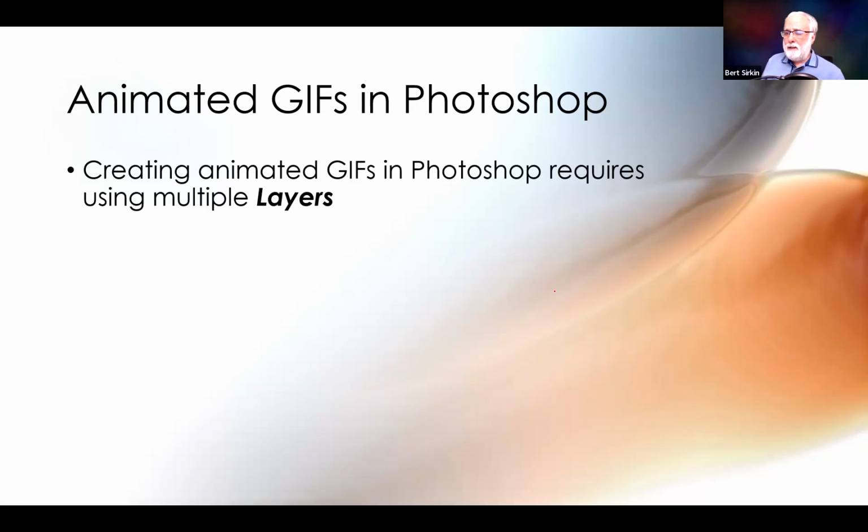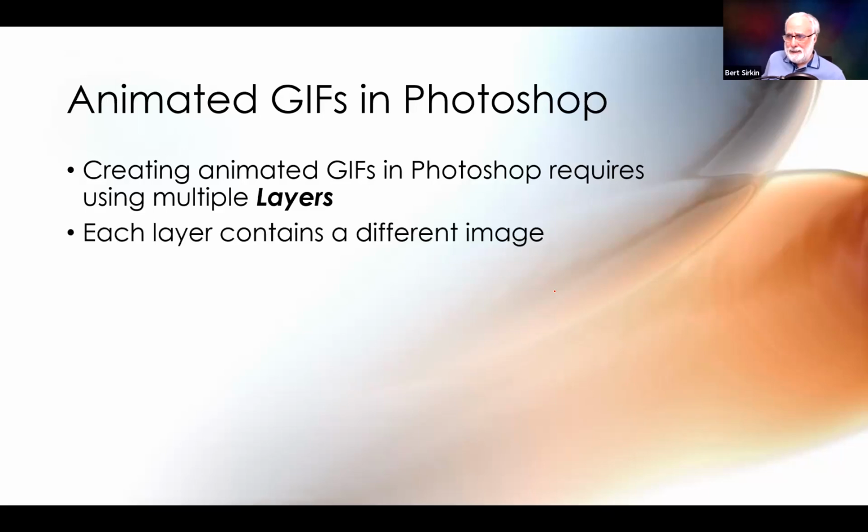Okay, so when we create animated GIFs in Photoshop, we use multiple layers. We could use between 2 and 100 or 200 layers, 500 layers. It's unlimited how many we could use. Very often we don't use more than 10 or 15. But with animations, we tend to use more layers because if we want the animation to last more than a second or two, we're going to need multiple images. So each layer is going to contain a different image.